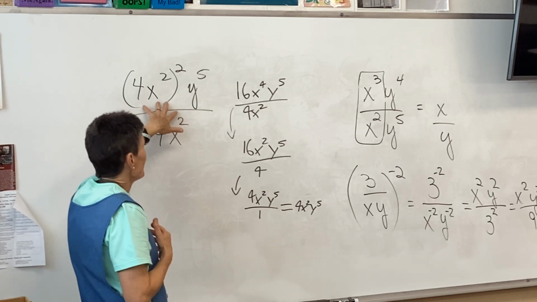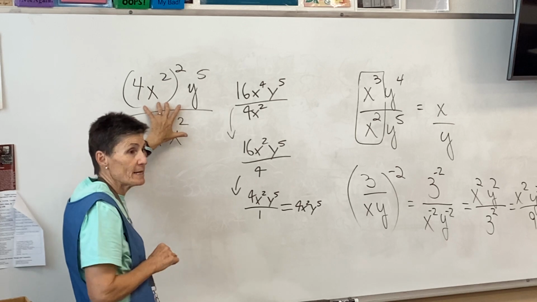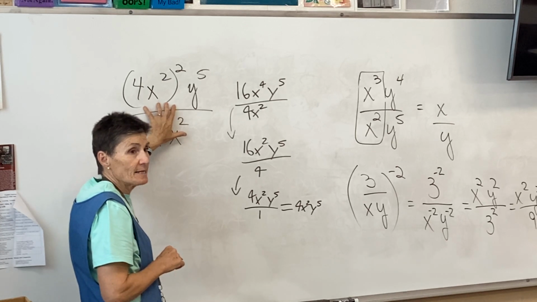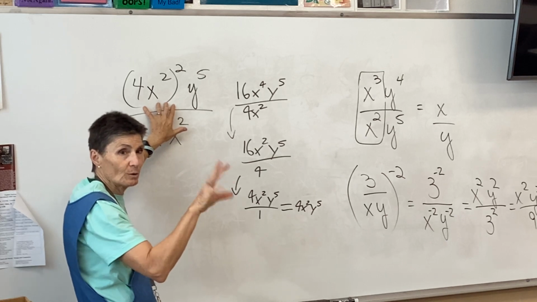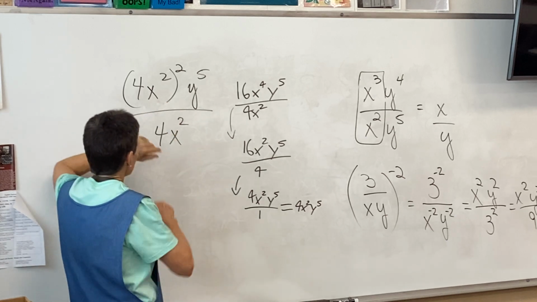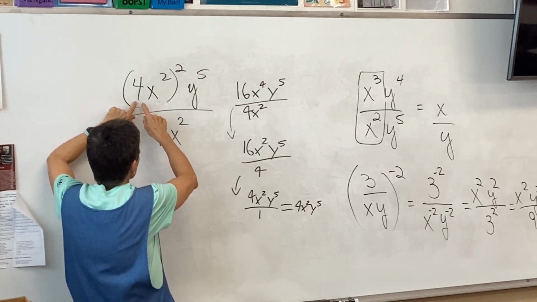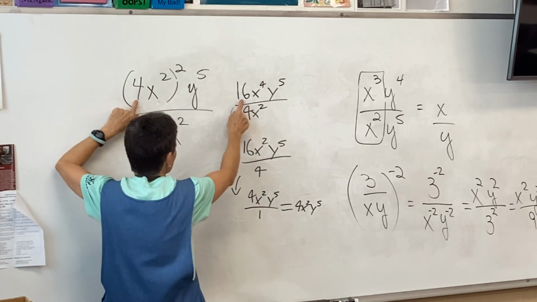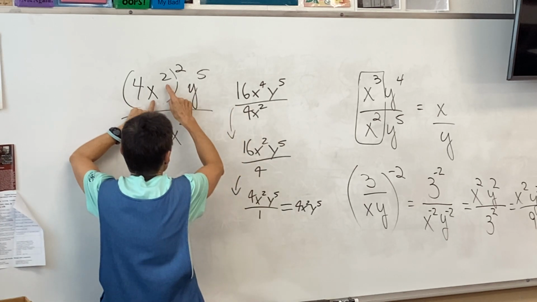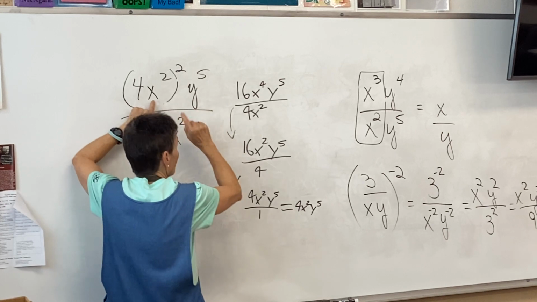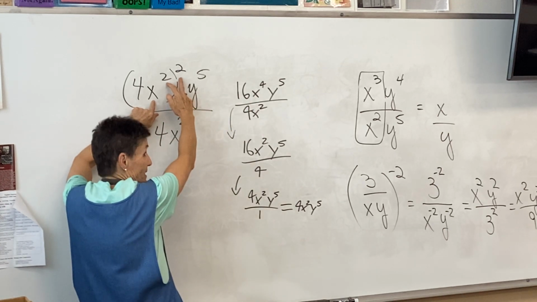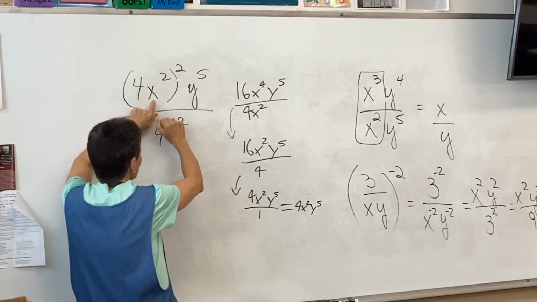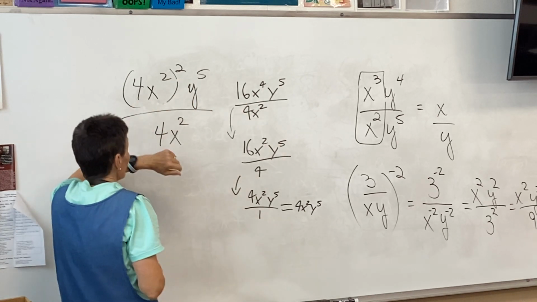I am a PEMDAS freak, so when I see parentheses and exponents and stuff, I start thinking about doing those things. So the very first, he did the same thing. He said this is 4 squared and x squared, which is x to the 4th, because we multiply the double exponent. And then I'll write the 5th, 4x squared.